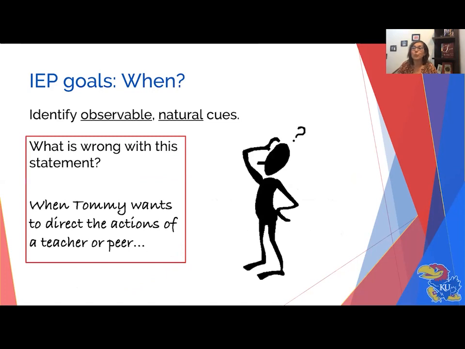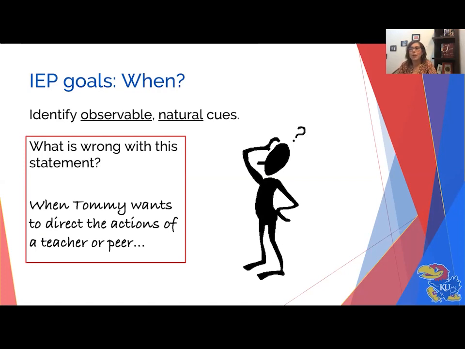But knowing what the student will do isn't sufficient. You must also define when the response should occur. And this should involve identifying observable natural cues in the environment. What do I mean by this? Well, let's start with some common mistakes. And I actually found some of the examples on a very popular AAC website. So what could be wrong with this when statement or these observable natural cues? Or they're not, what's wrong with it?